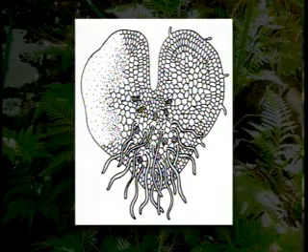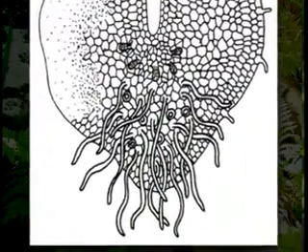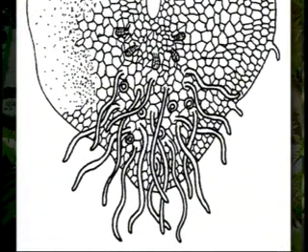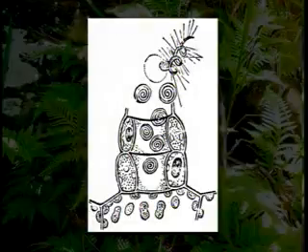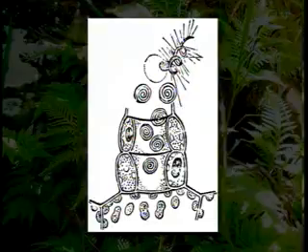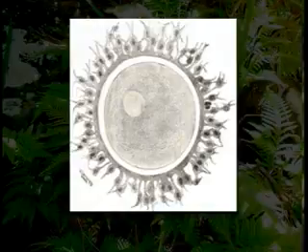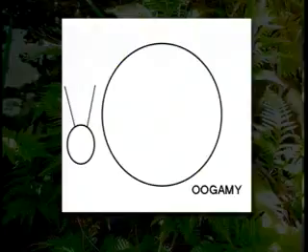form of a droplet. The fertilization takes place in the presence of water between the lower surface of prothallus and soil. Malic acid of archegonial secretion helps in attracting the male gametes by chemotaxy. The male gametes enter the archegonium and one of the male gametes fuses with the egg to form the diploid zygote with its own wall. Fertilization is oogamous. Out of several archegonia of the prothallus, usually only one is fertilized. In some cases, even 2 or more archegonia may be fertilized.